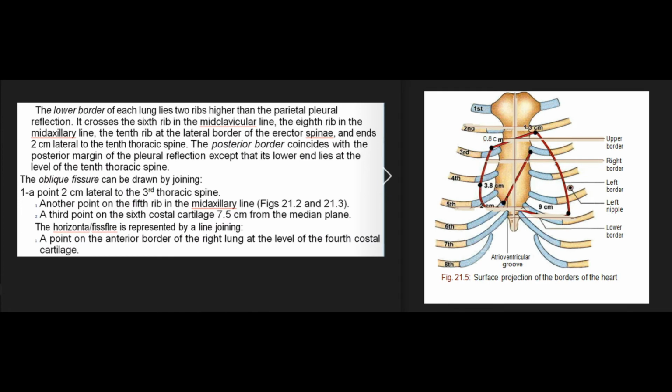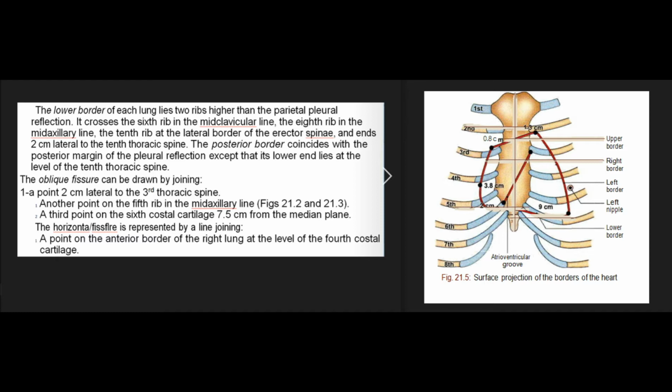The lower border of each lung lies 2 ribs higher than the parietal pleural reflection. It crosses the 6th rib in the midclavicular line, the 8th rib in the midaxillary line, the 10th rib at the lateral border of the erector spinae, and ends 2 cm lateral to the 10th thoracic spine. The posterior border coincides with the posterior margin of the pleural reflection, except that its lower end lies at the level of the 10th thoracic spine.